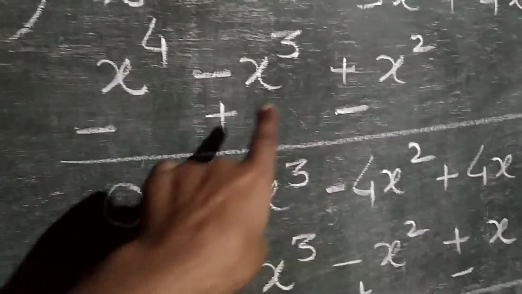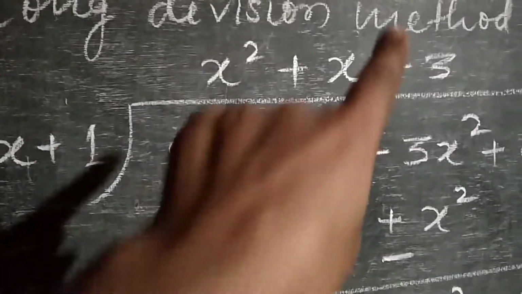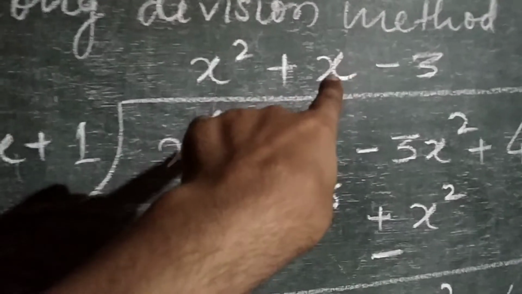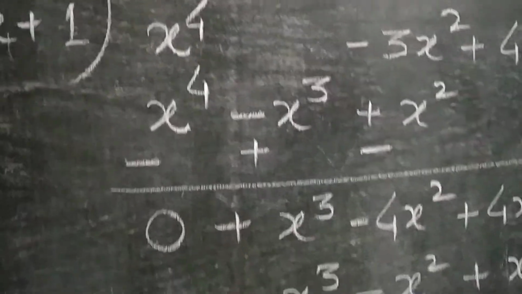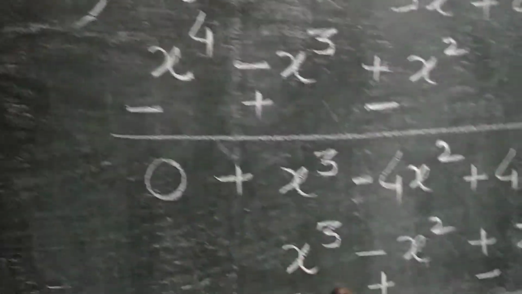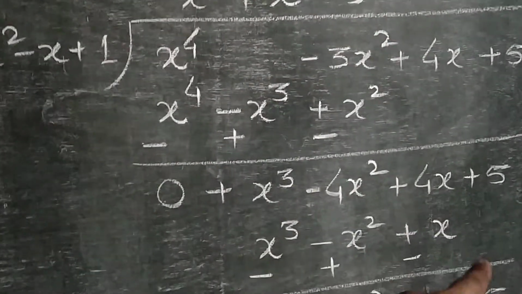We will take the highest degree term of the new dividend, it is x cube. We will divide it by the x square. So x cube upon x square, what will we get? We will get x. So we will multiply this x by all the terms of the divisor. So x into x square, what will we get? X cube. X into minus x, we will get x square. X into 1, we will get plus x.